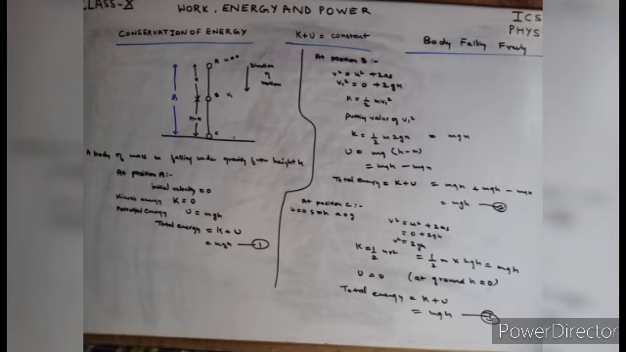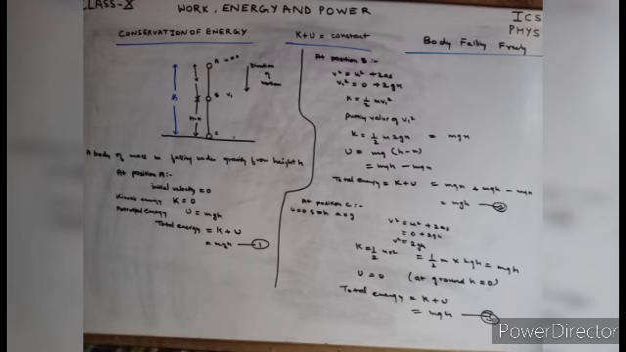That is, K plus U, for a body which is falling freely under gravity, is constant. So we are taking a body at three different positions, A, B and C. When the body is in position A, its height from the ground is h, and when the body is in position B, its height from the ground is h minus x, and when the body is in position C, it is on the ground, so the height will be 0.